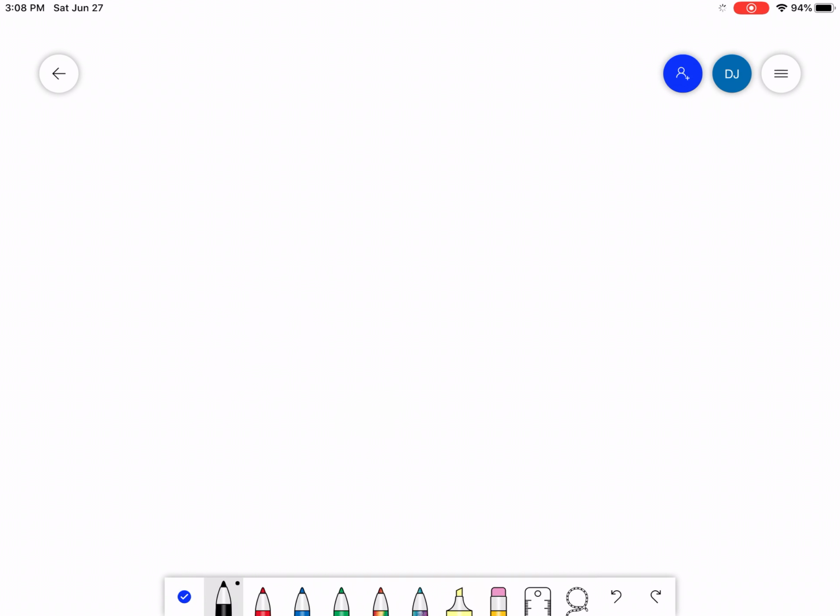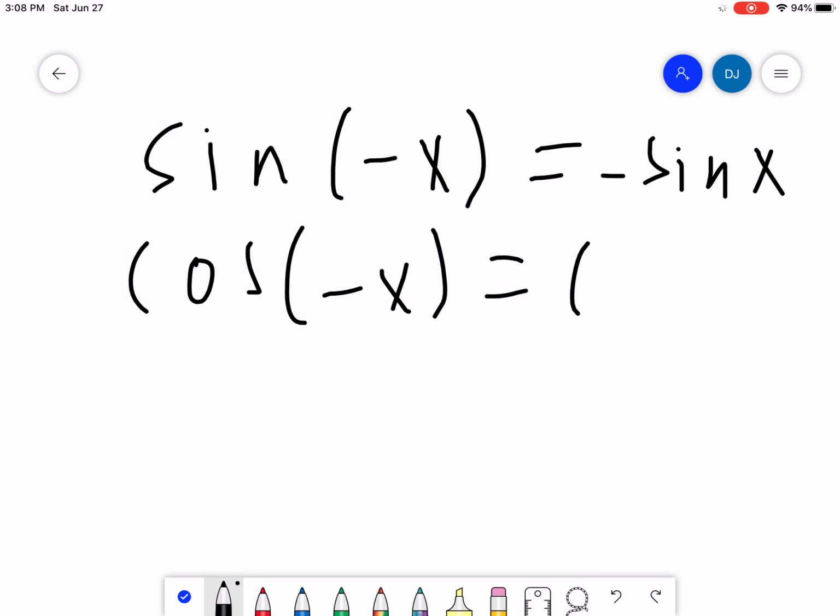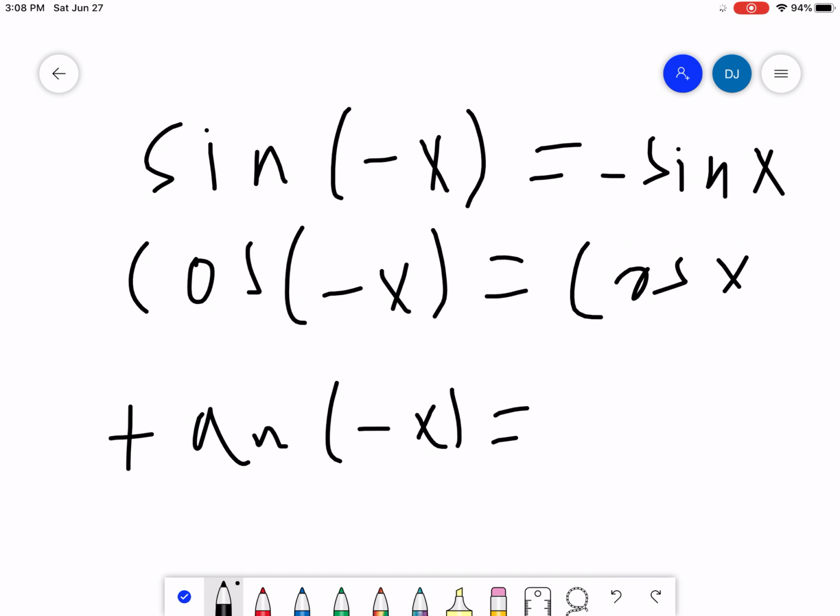It's a good thing to know, because we'll actually start applying these fundamentals to questions. Also, it's good to know the negative odd and even identities. If you had sine of negative x, this is the same thing as negative sine of x. Cosine of negative x, which is important to know, is just the same thing as cosine of x. And tan of negative x is the same thing as negative tan of x. Those are good things to know.